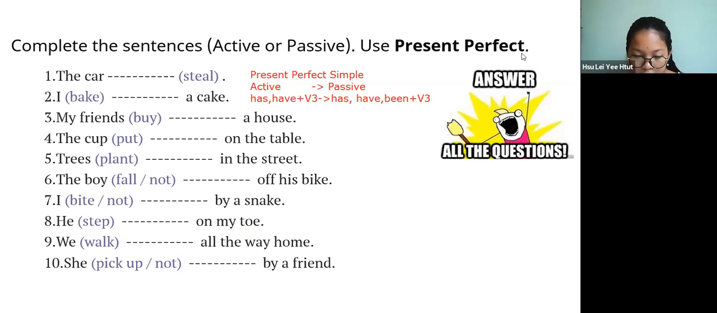Okay, so we have the present perfect simple, which has an active form and a passive form. In this exercise, firstly you have to think whether it should be active or passive, and secondly you have to write down the passive or active form, okay?